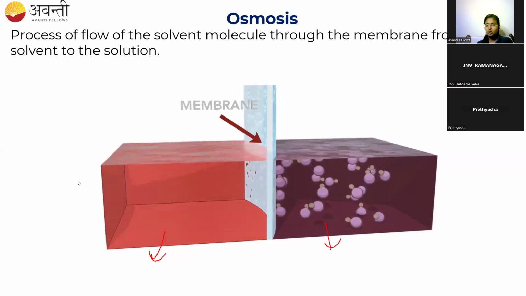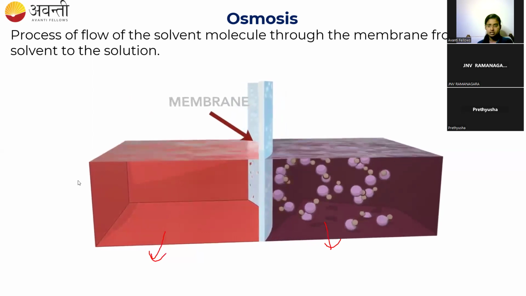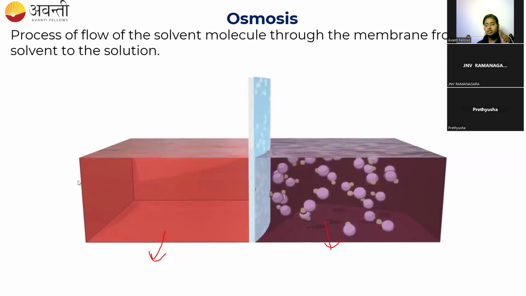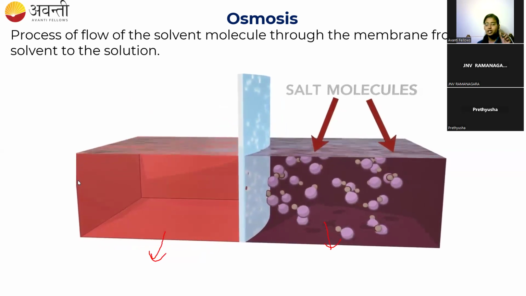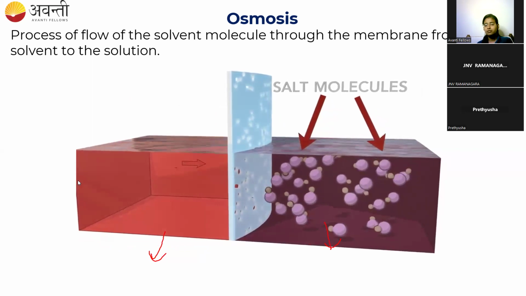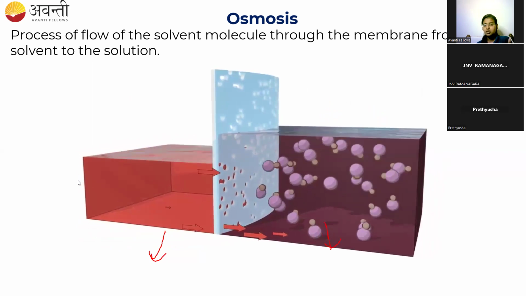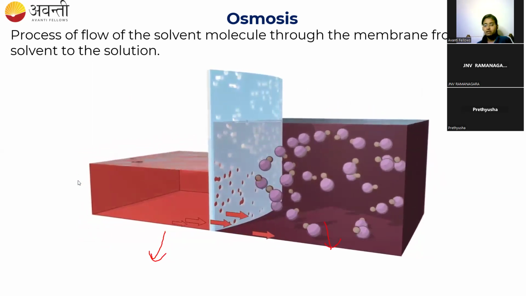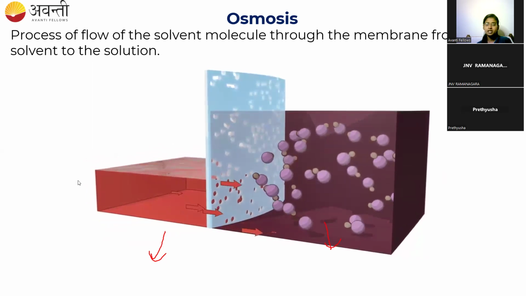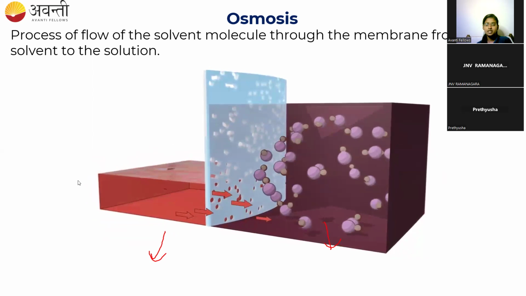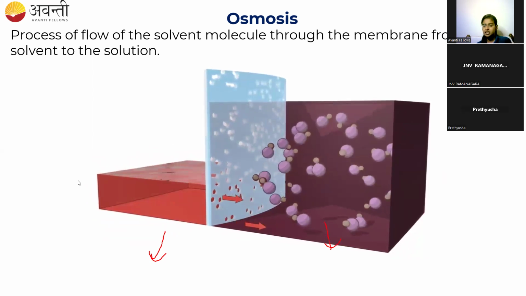That membrane is called the semi-permeable membrane, in which some small holes are there through which the solvent molecules will flow into the solution side. So it is the process of flow of solvent molecules through the membrane from the solvent to the solution. When the solvent is moving towards the solution side, the solvent volume is getting decreased because it is moving to the other side, so the solution volume is getting increased. This process is called osmosis.